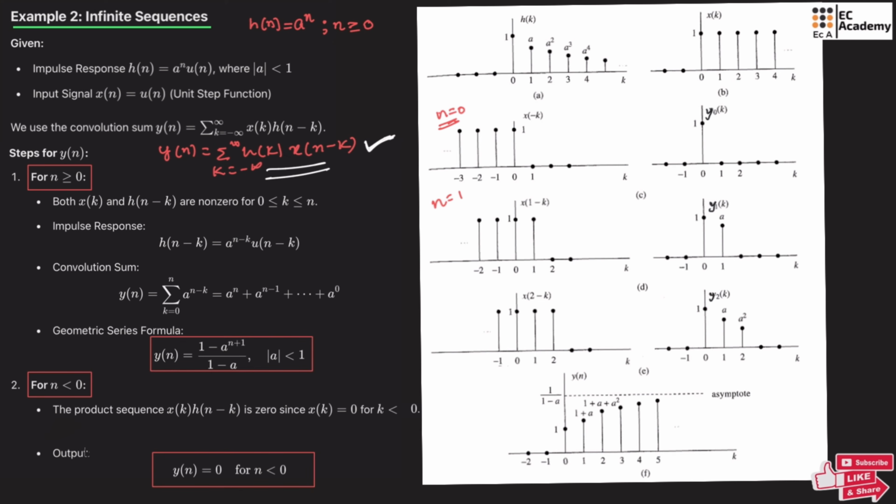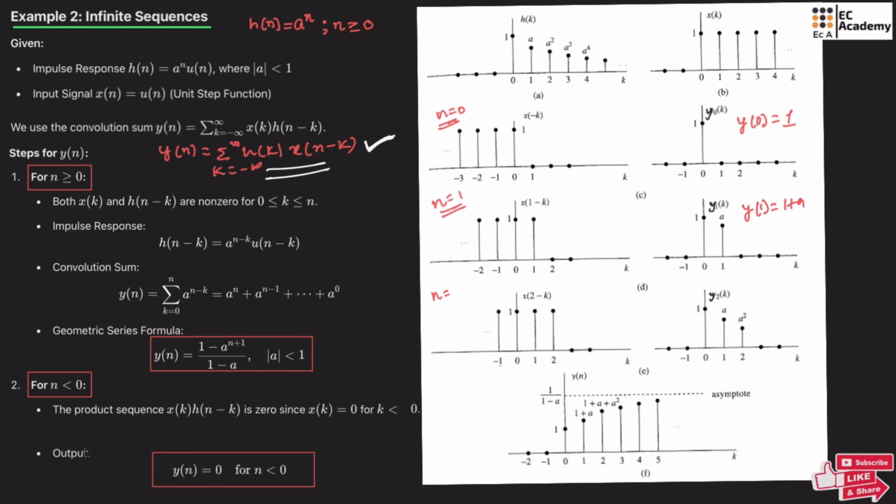For n is equal to 1, we need to shift this sequence towards the right side by 1 division. So we'll get this sequence. So this x of 1 minus k should be multiplied with h of k. So if we multiply, at 0 and 1, we'll get the values. For other values, we'll get 0. So at 0, we'll get 1, and at 1, we'll get a. For the first calculation, we'll get y of 0, which is equal to 1. For the second calculation, we'll get y of 1, which will be equal to 1 plus a.